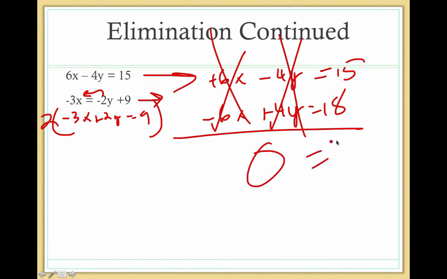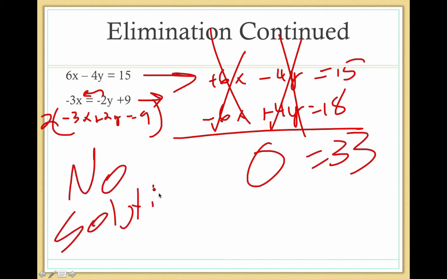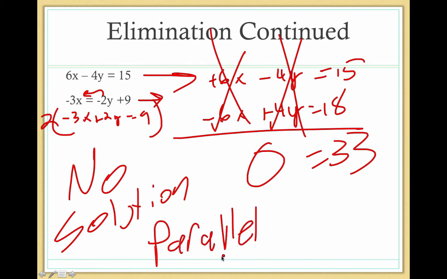I get 0 equals 33. When is 0 equal to 33? Never. And since it's never equal to 33, we have no solution, and we have parallel lines. So please understand the difference between what you get when it's no solution and what you get when it's all solutions. If I had 0 equals 0 or 33 equals 33, then it works. So they go pretty quick when they're no solution.